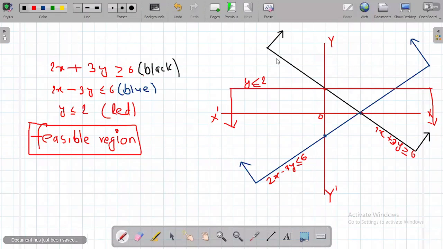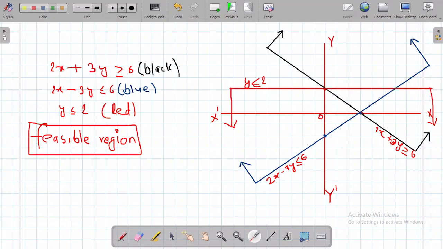Now you can see the black one's arrow is showing up. Let me use the black one. You can see the black one is going up here. Let me highlight it. This is the black one which is showing up, and the green one is showing up like this way. In the same way, the red one is showing down.